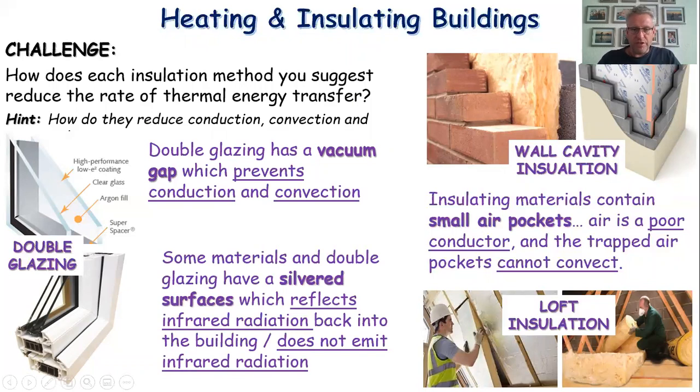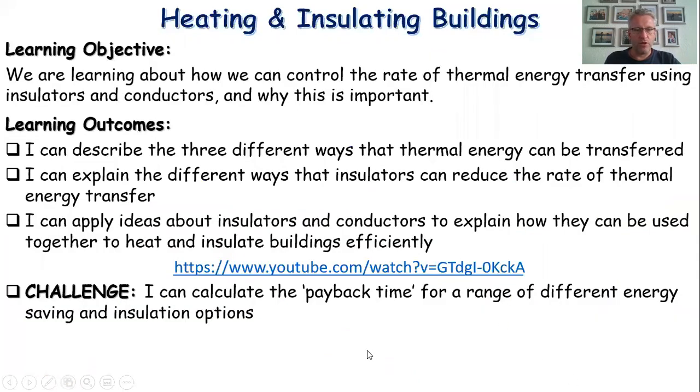Now, as we've just mentioned earlier, some materials and double glazing have silvered surfaces, and the key idea of silvered surfaces is that it reflects infrared radiation back into the building, in this case, and it does not emit infrared radiation. So we've spoken about emission and absorption in the previous lesson. Silvered materials are very poor emitters and absorbers. So one side will reflect radiation back, so it stays warm. The other side will not emit, which also then prevents the heat transfer out of the building if it does get through.